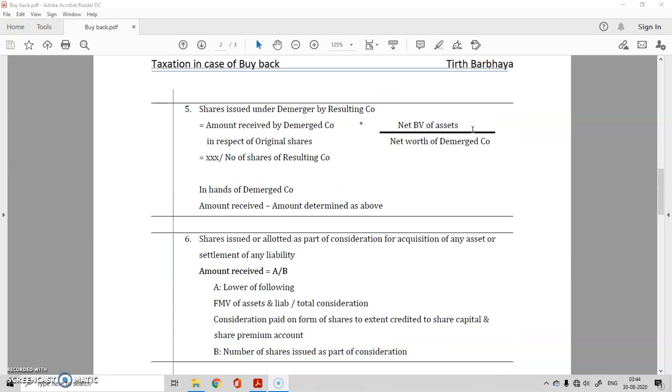Shares issued under demerger by the new company: the issue price would be amount received by the old company in respect of original shares into net book value of assets divided by net worth of the old company. Please remember that net worth would be paid up capital plus general reserve. Whatever resulting amount arrived, it is to be divided by number of shares of the new company. In case of the hands of the demerged company, the issue price would be amount received minus amount as determined hereinabove.